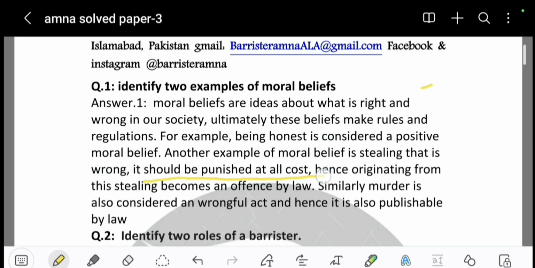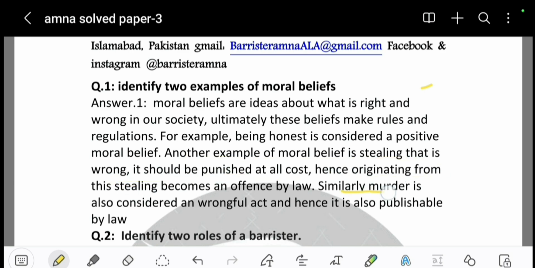It should be punished at all cost. Hence, originating from this, stealing becomes an offense by law. So basically, first of all, you have to give the first example, like being honest, in just one line. But when you're trying to explain another example that is about stealing, you also have to elaborate that stealing is kind of a bigger offense. It is a really bad thing to do. So this type of offense must be punished at all costs. You have to write a few more lines about a particular example if you think that it should be discussed more. Okay, so that's the reason I included more lines on stealing.